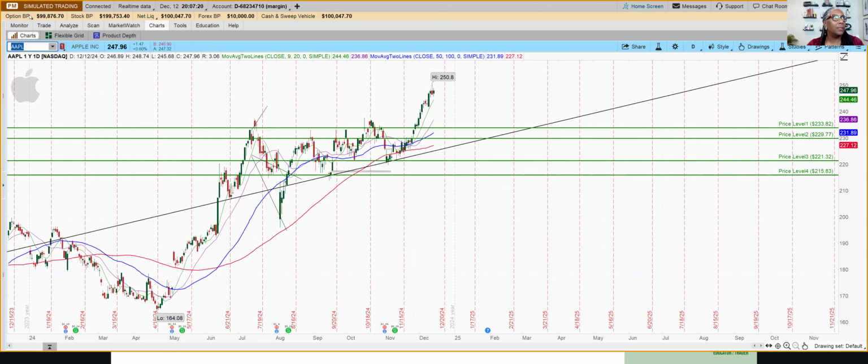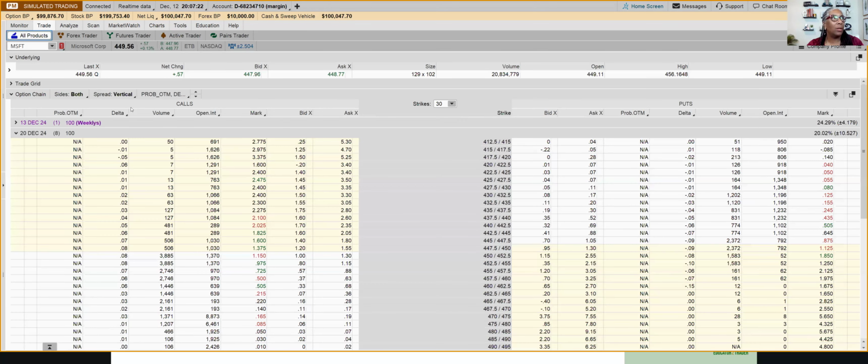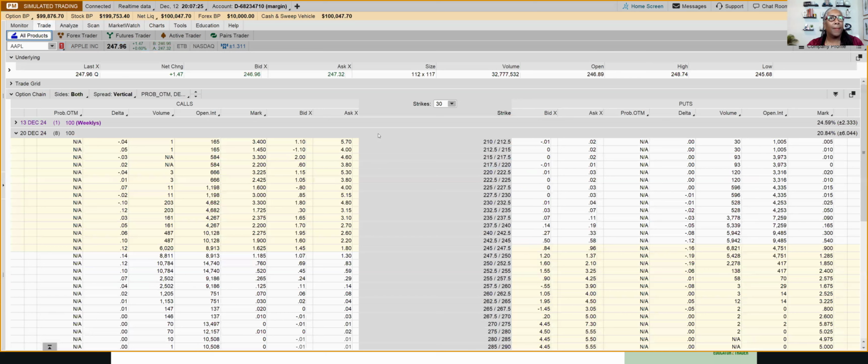I think Apple is a 2.5 spread now. It is. Yep, a lot of things are 2.5. SPY, Triple Q, those guys are all one spreads. IWM is a one spread.